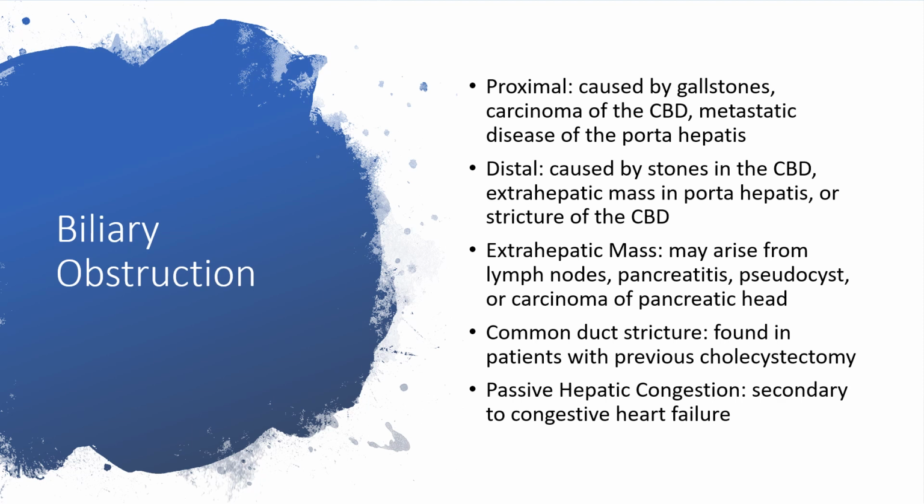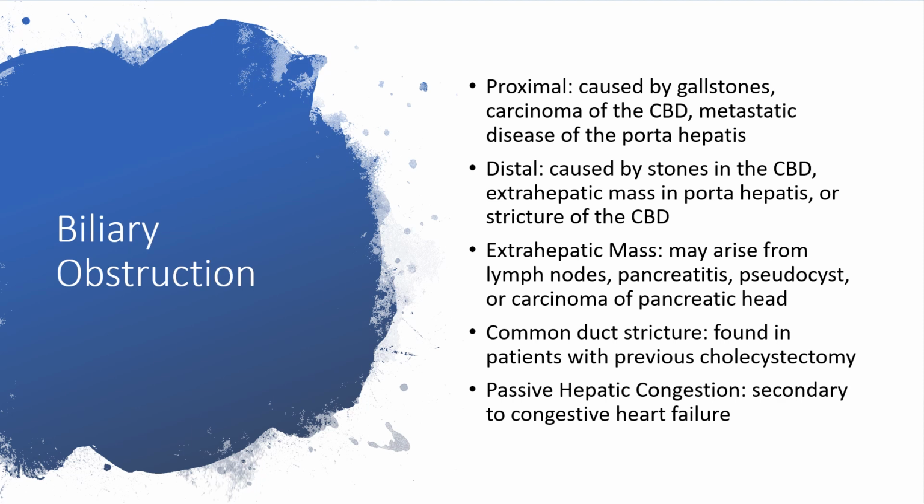The other places that you might see it are going to be at the head of the pancreas, from the lymph nodes. Pancreatitis and pseudocyst are common causes of extrinsic compression of the common bile duct, or even carcinoma of the pancreatic head. Common duct stricture, we see this in patients who have had previous cholecystectomies. So if they've had their gallbladder removed and they've developed scar tissue or adhesions that have sort of squeezed off that common bile duct, that would be duct stricture.